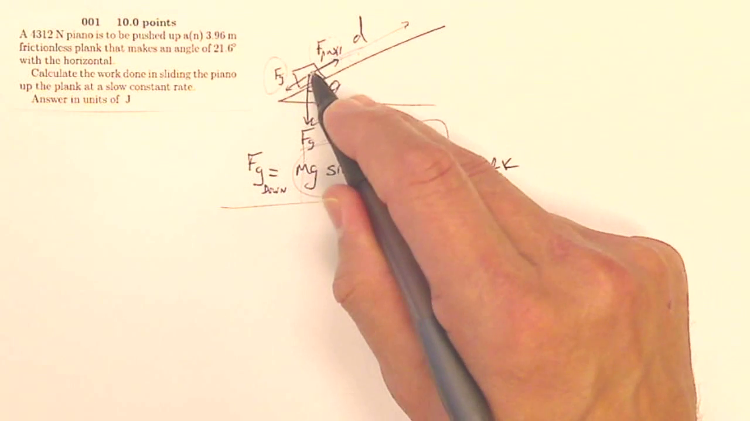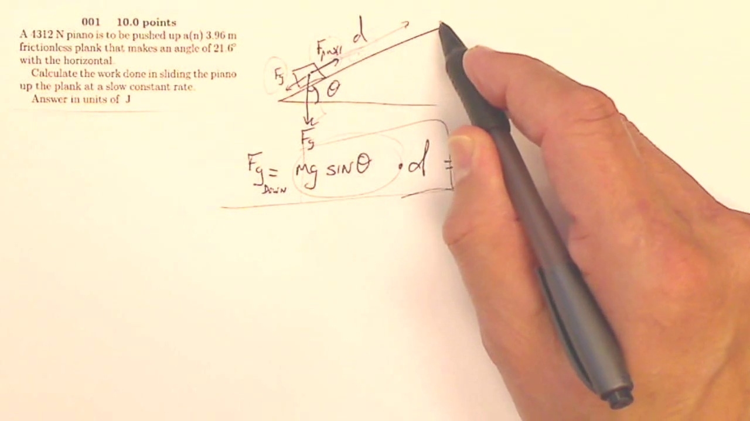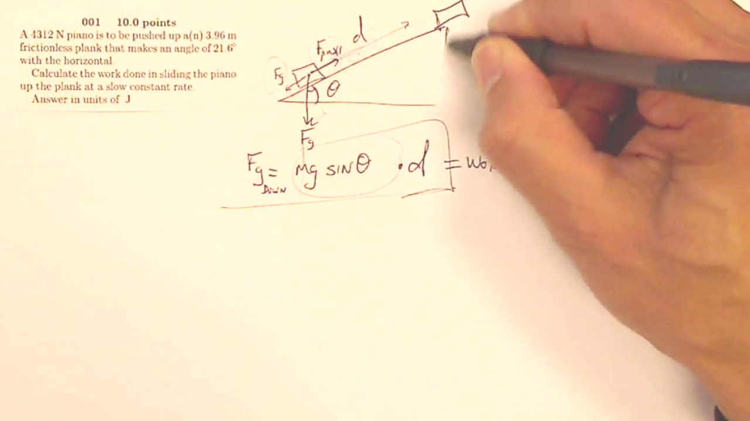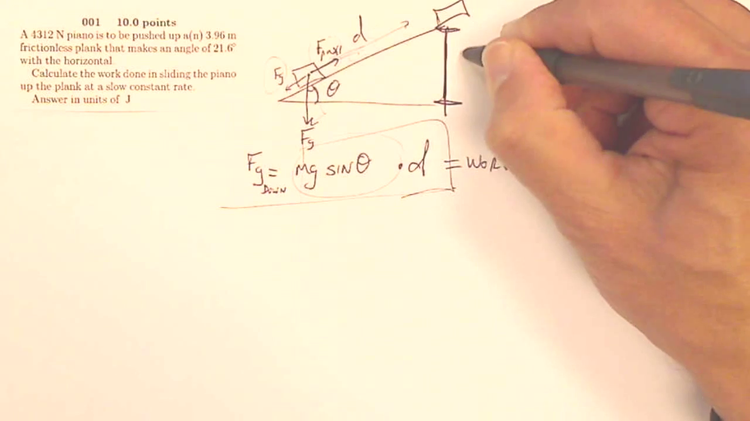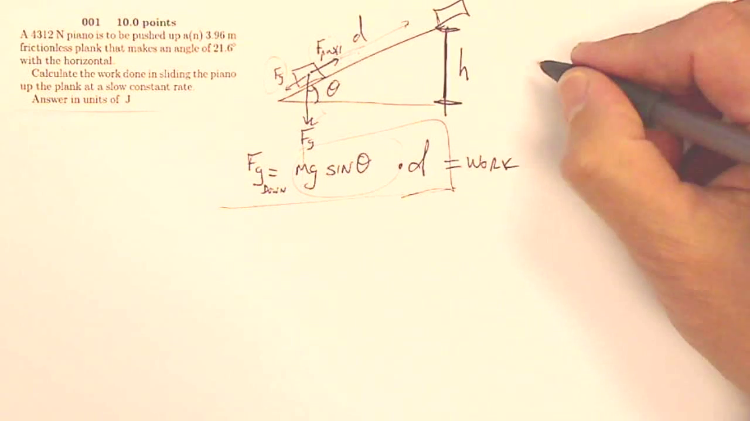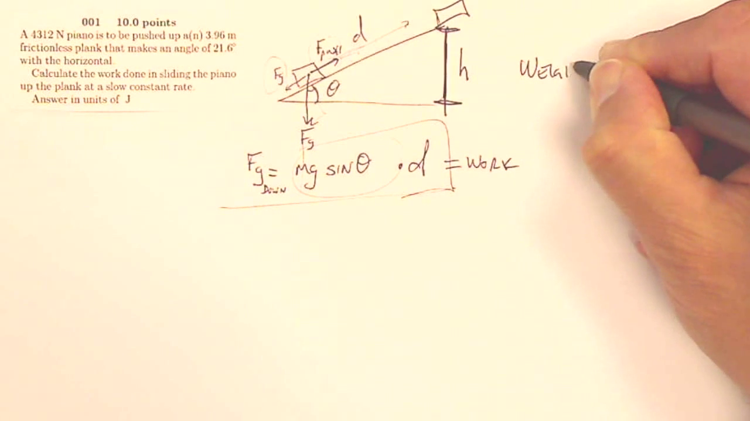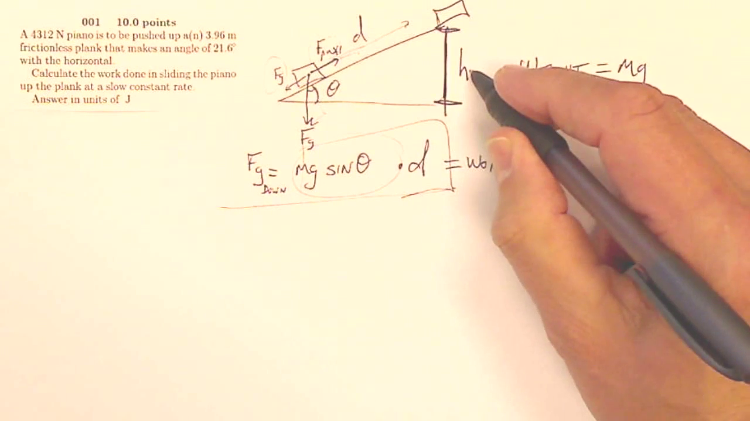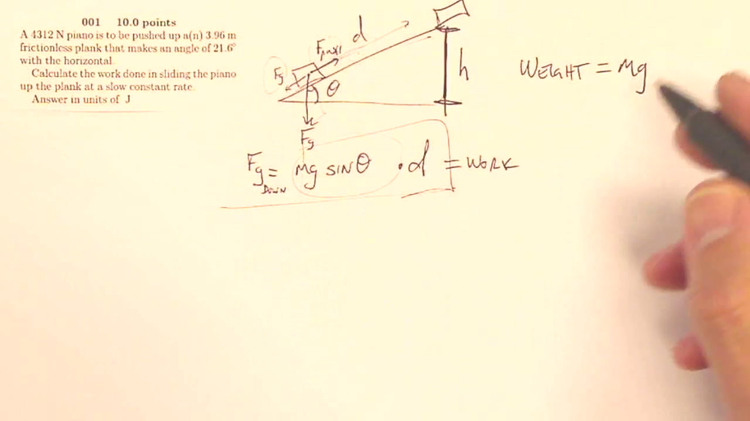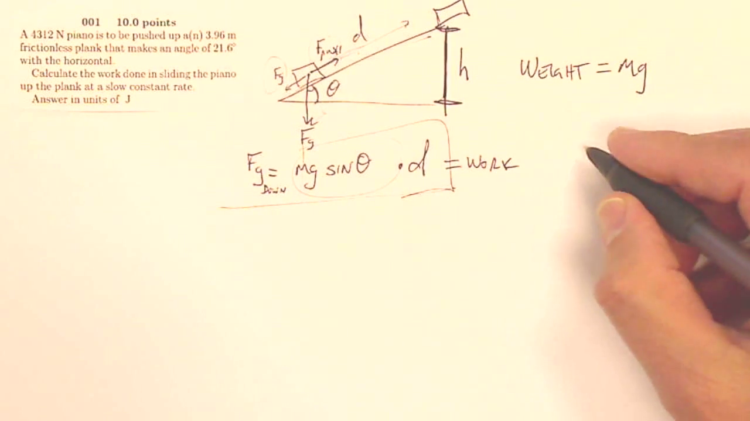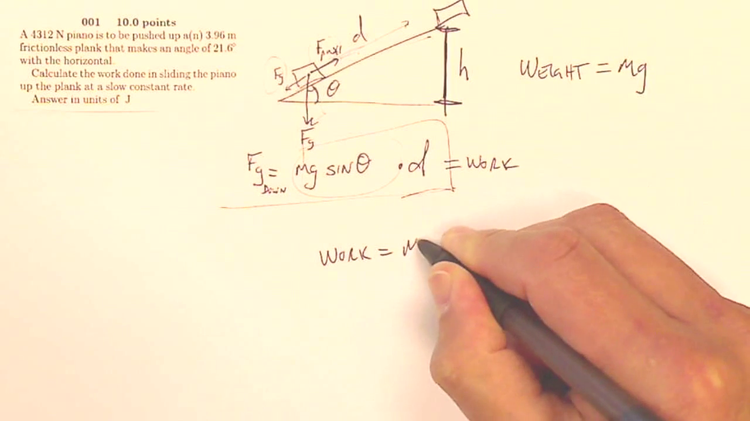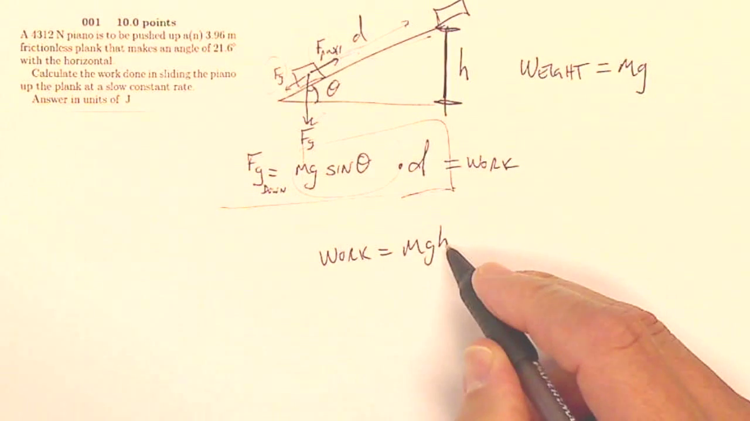And I know that if I'm pushing this at a slow, constant rate up a frictionless plank, well, it's going to start here. It's going to wind up here. So it's going to wind up this much higher. So this could be my h. And the weight of the piano is already my mg. So what is this h? Well, it's going to be the distance times the sine theta. So I could do my work is going to equal my mgh. It's my change in potential energy.